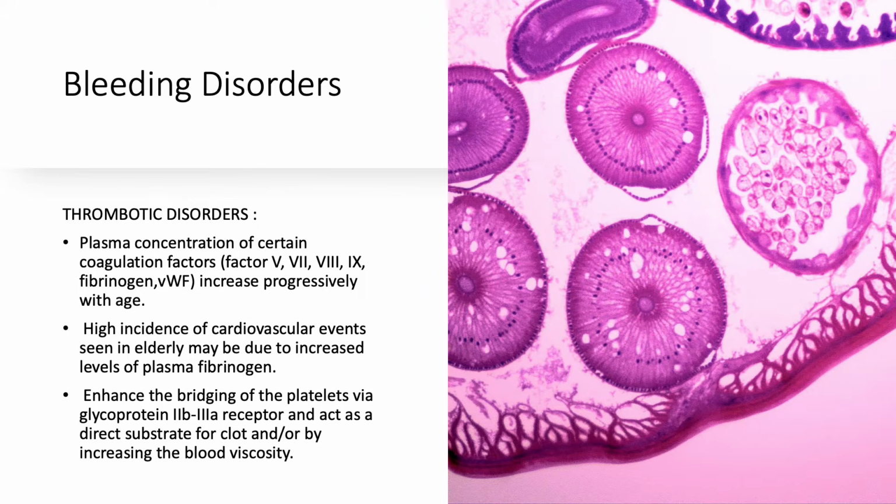Thrombotic disorders: plasma concentration of certain coagulation factors, factor 5, factor 7, factor 8, factor 9, fibrinogen, von Willebrand's factor, increase as age increases. High incidence of cardiovascular events is seen in the elderly, maybe due to the increased level of plasma fibrinogen, which enhances the bridging of the platelet via glycoprotein 2B/3A receptors and acts as a direct substrate for clot and/or by increasing the blood viscosity.